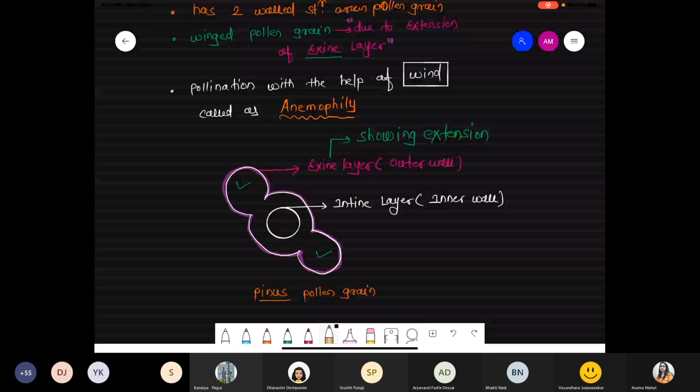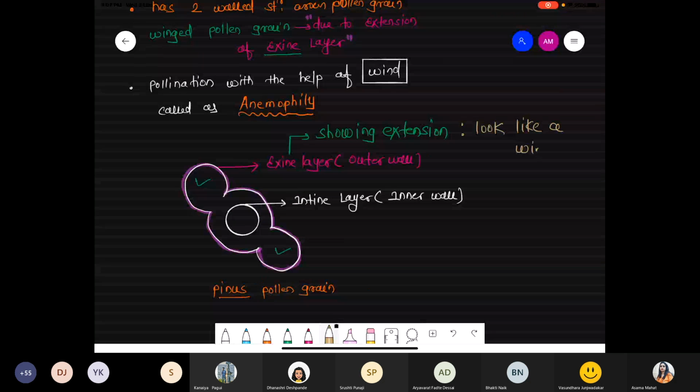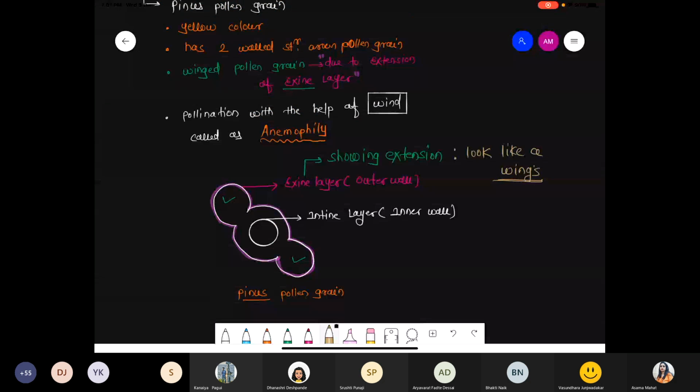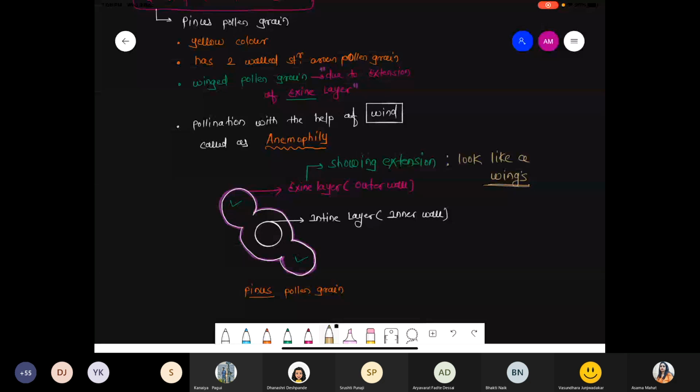Specifically, we are using it for the pinus pollen grain because the pinus pollen grain has two walls, outer and inner. And the outer wall is called the exine. Exine is showing extension toward the outer side, and due to that extension it looks like wings, right? That's why we can say pinus pollen grains are winged pollen grains, due to extension of the outer layer, the exine layer, right?